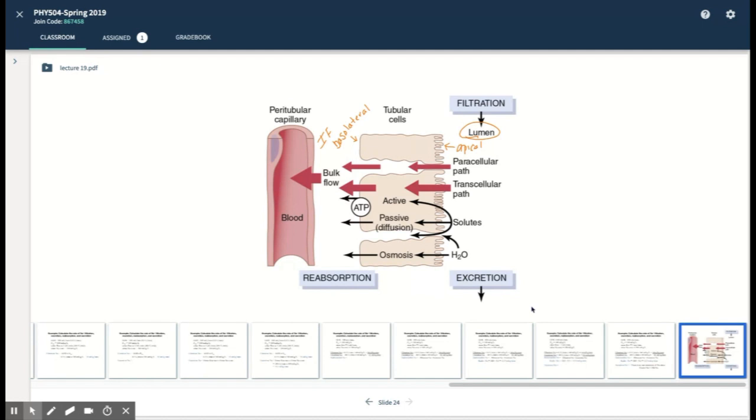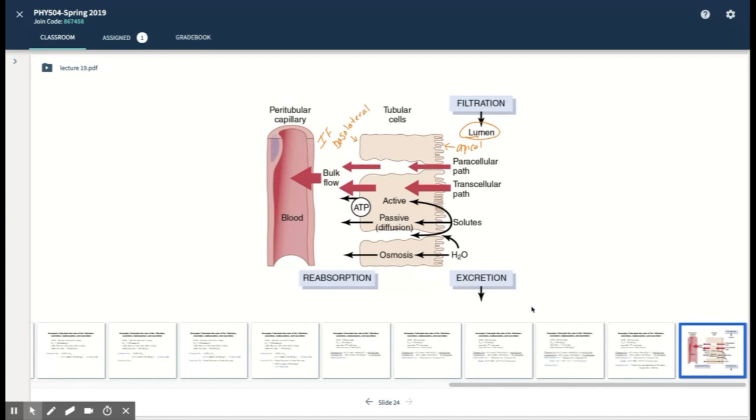Anything that is being secreted is going from the blood or the interstitial space into the lumen. Excretion is what's leaving the body. You don't secrete something from the body, you excrete something from the body. You can secrete something into the lumen. So anything you add to the tubular fluid is secreted into it. Anything you take away from the tubular fluid is reabsorbed.